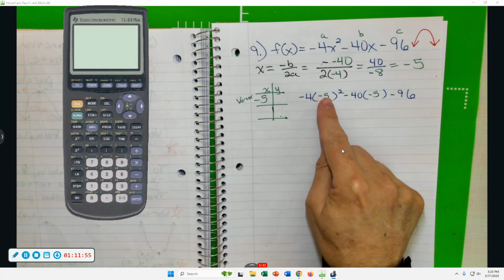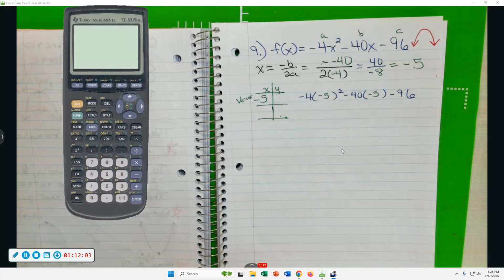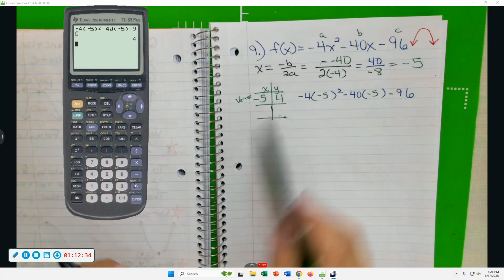Let's see, that would be 25 times negative 4, a negative 100, plus 200. That's a 100 minus 96. I'm getting a positive 4, but I know y'all want to see it on a calculator. Negative 4, parentheses, negative 5 squared, minus 40 times negative 5, minus 96. Oh, look at that. It agreed with what I got.